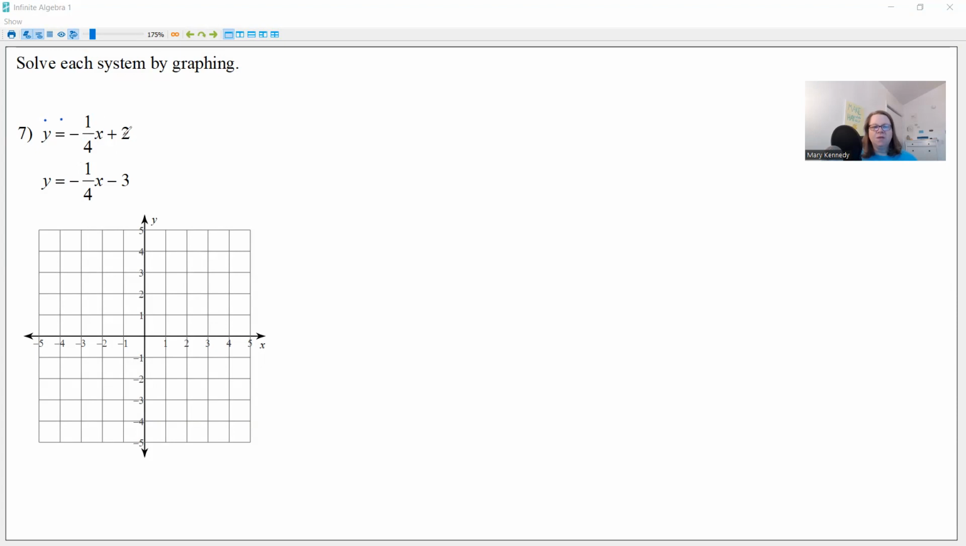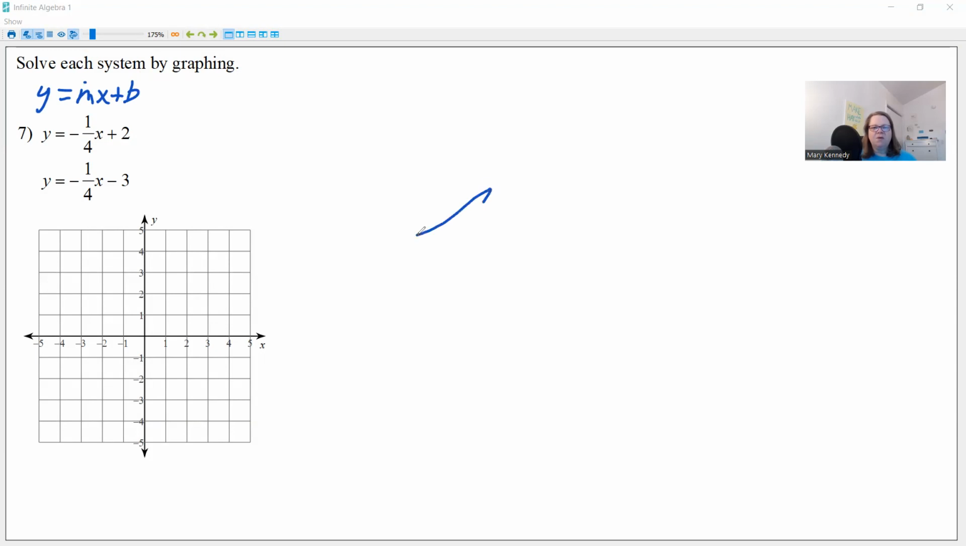They both have negative 1/4 x. So the only real difference is the +2 and the -3. So it does say to solve by graphing. We will do that, but just know going into it that if it's in slope-intercept form, y equals mx plus b, m is the slope. If the slopes are the same, think about what that means.